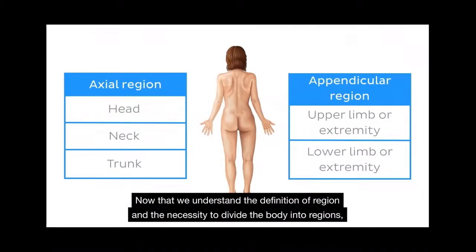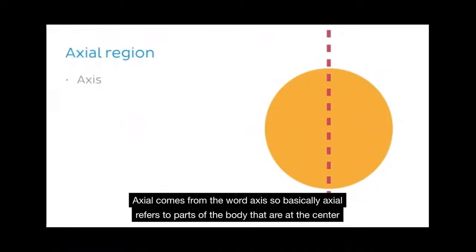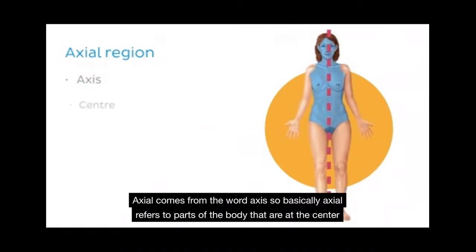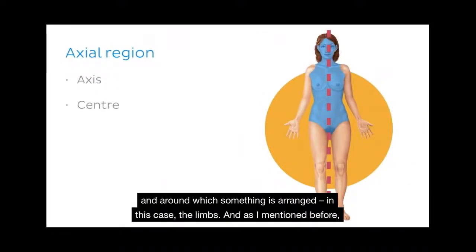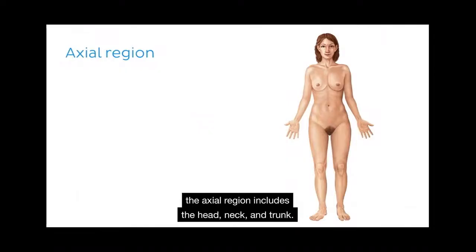Now that we understand the definition of region and the necessity to divide the body into regions, let's begin with the axial region. Axial comes from the word axis. So basically, axial refers to parts of the body that are at the center, around which something is arranged, in this case, the limbs. And as I mentioned before, the axial region includes the head, neck, and trunk.